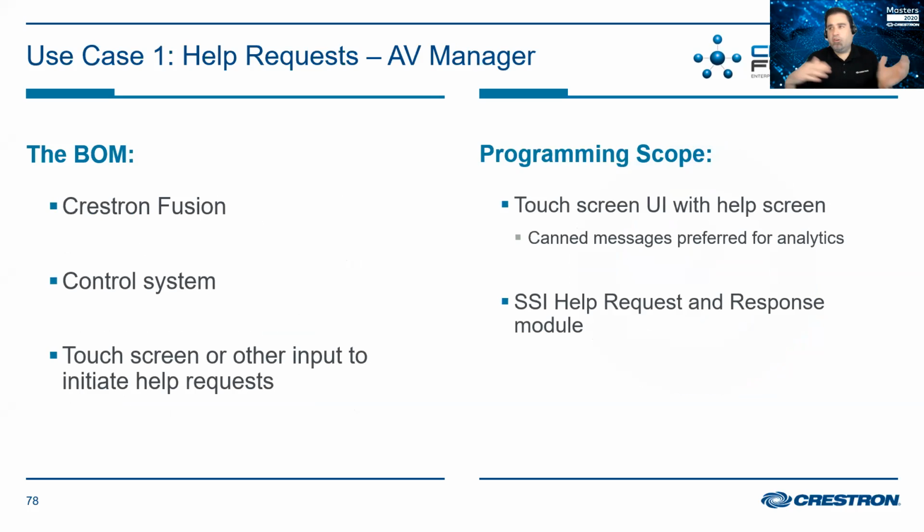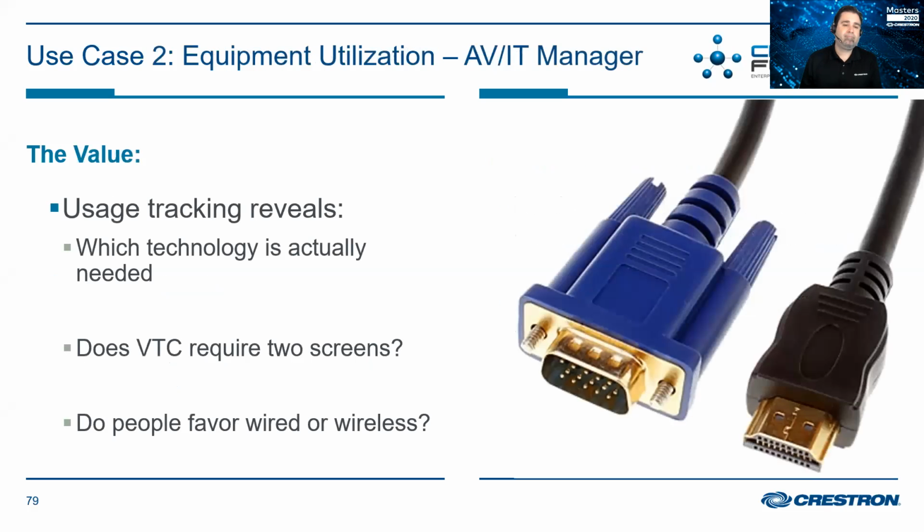There are a lot of capabilities for two-way conversations on touchscreens in Fusion, but here we're just talking about some canned messages, like "I can't get my presentation on the display" or "the projector won't turn on." The reason you use canned messages is consistency, and I can track that over time. I can track all the ones that were this message and all the ones that were that message by keeping them the same, and include the SSI help request and response module in the programming. So that is something that would need to be defined up front. More information is in the specifier guide.